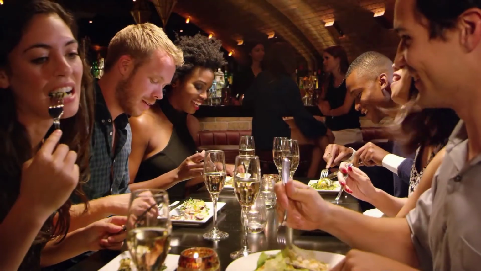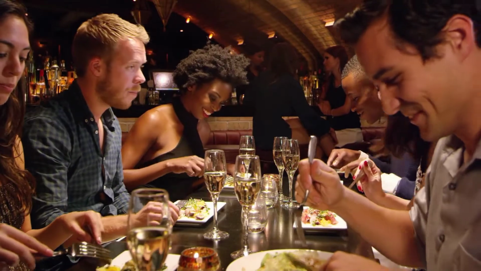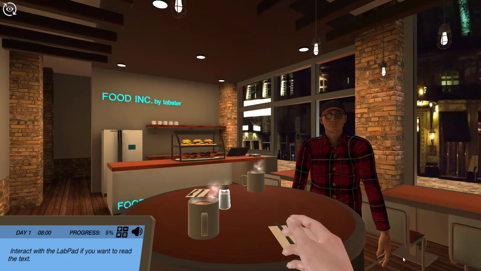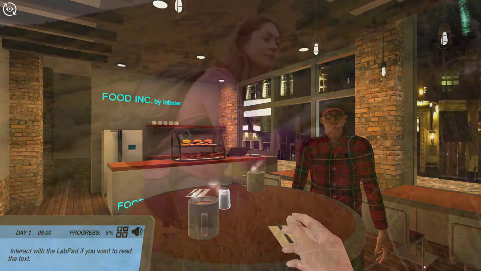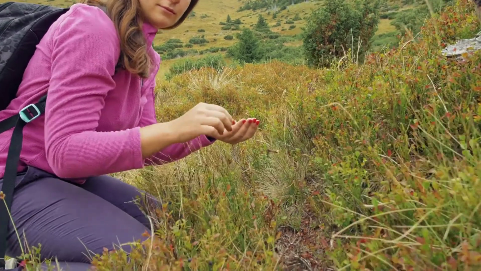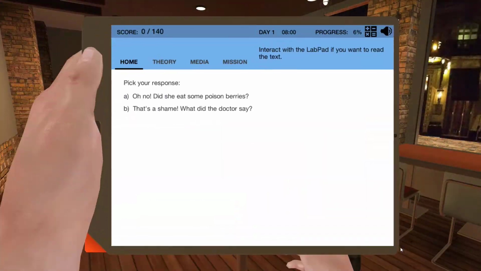But before we start, let's flash back to the restaurant, which will help you understand why you're here today. It's a pity that Julie can't join us today. I wanted you to meet her. She has been suffering from slow and painful digestion since last weekend when we went to the forest to pick some berries. Pick your response.